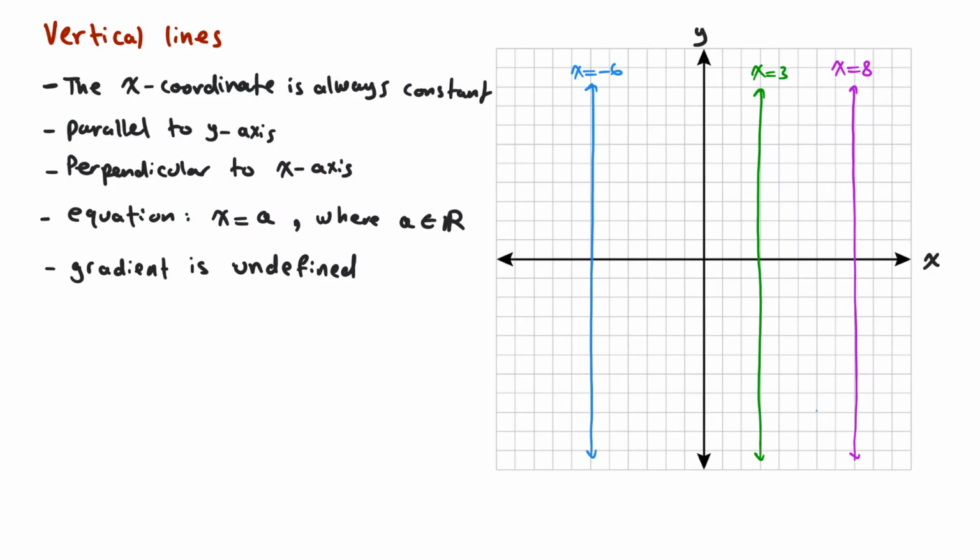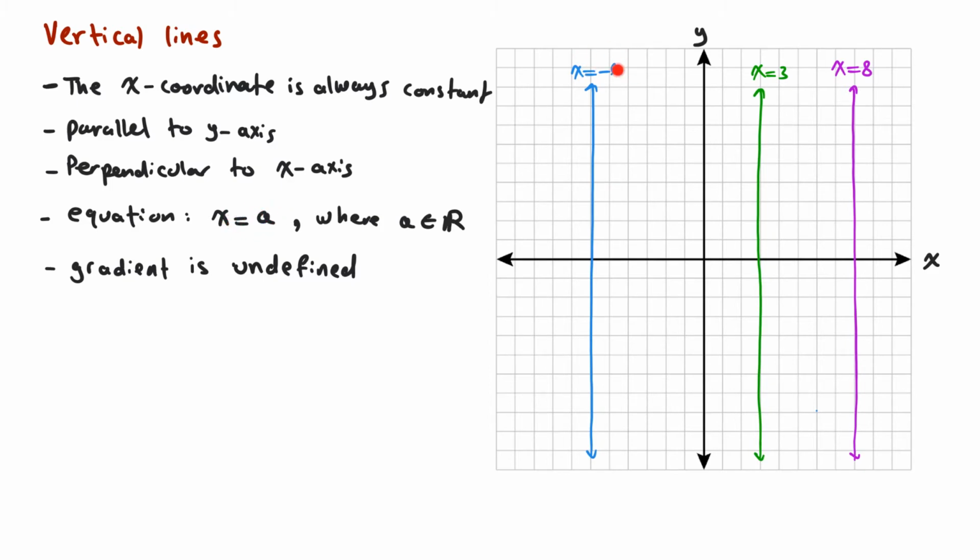To summarize everything we did on the activity, here are some of the properties of vertical lines. So here are a few examples of vertical lines. We can notice that the x-coordinates for them are always the same. We can notice that they're always parallel to the y-axis. We can notice that they are always perpendicular to our x-axis. Their equation is always in the form of x is equal to some real number.